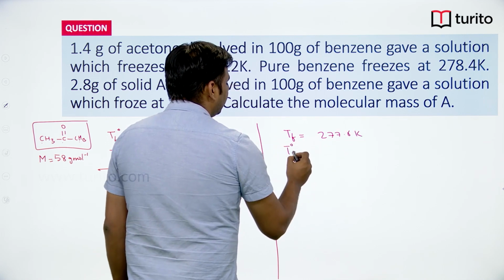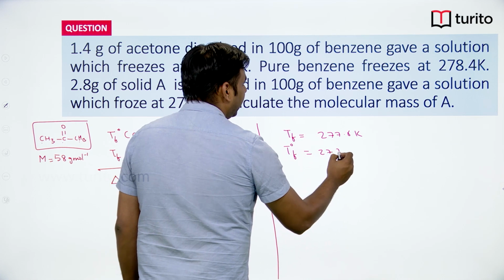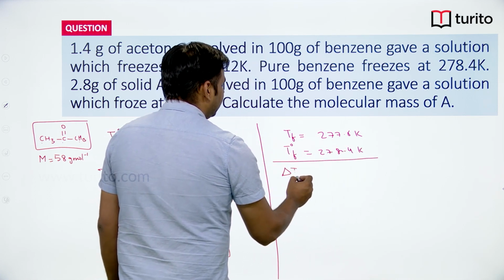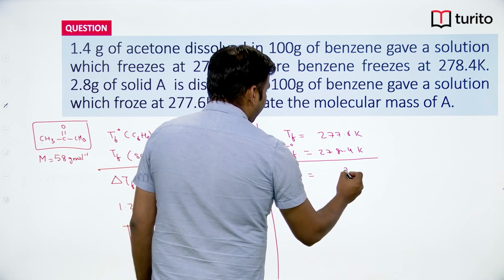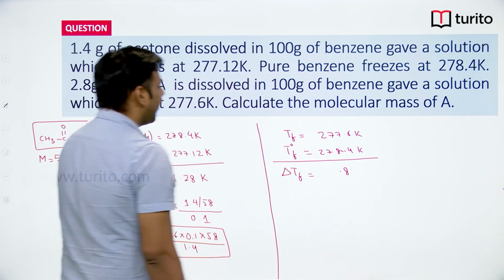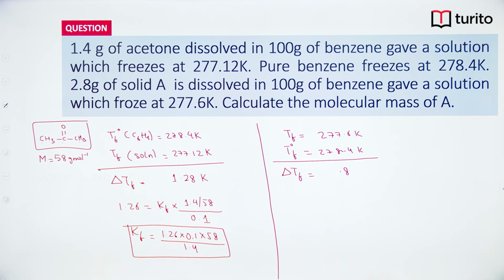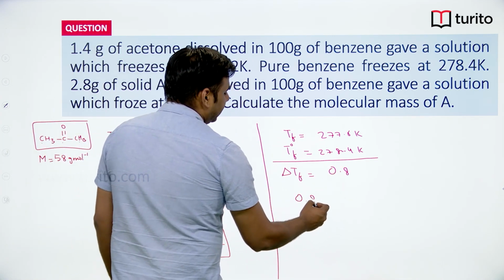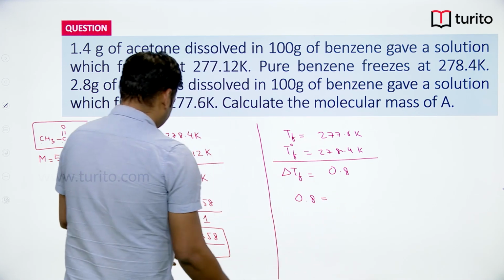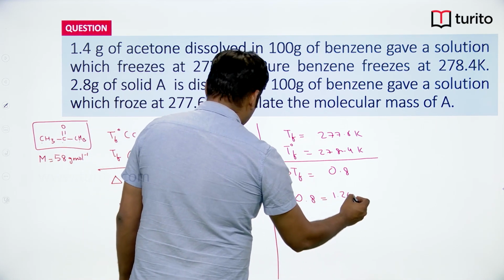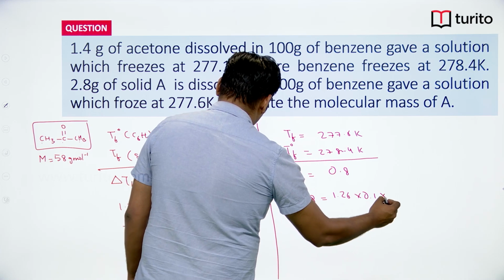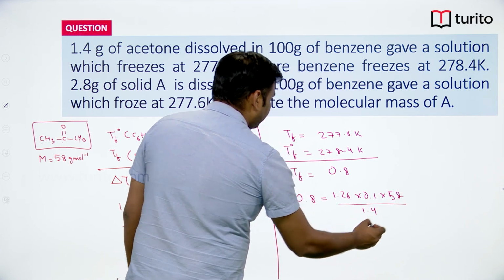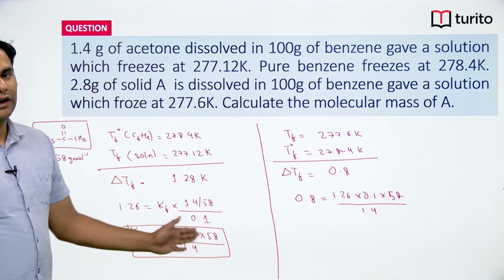The freezing point of the pure benzene was 278.4 Kelvin. Okay, so we'll say that the depression in freezing point is 0.8. So we know that delta Tf is equal to Kf. The value of Kf we know is 1.26 into 0.1 into 58 divided by 1.4. Okay, delta Tf is Kf into m.